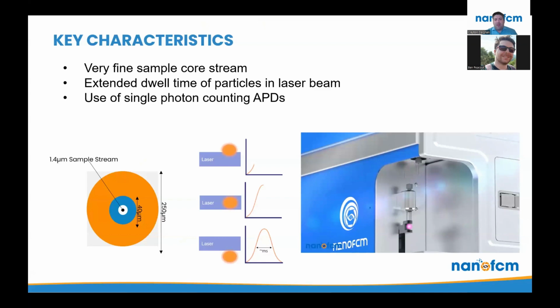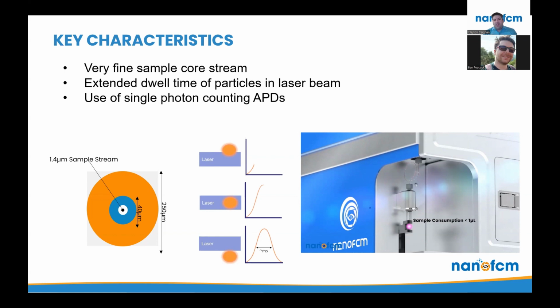And the characteristics that drive this are a very fine sample core stream. So the sample is injected through a capillary and then released into a larger flow cell in a very narrow stream. And at appropriate concentrations, the particles are going to line up single file and they'll pass through our lasers, which we're going to see the orientation of in a second, one at a time.